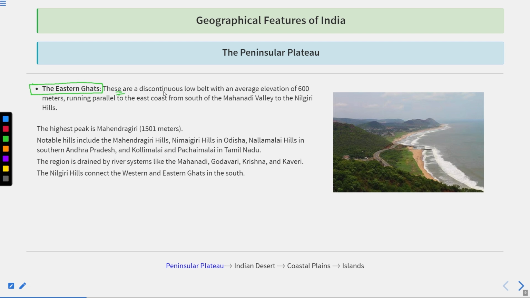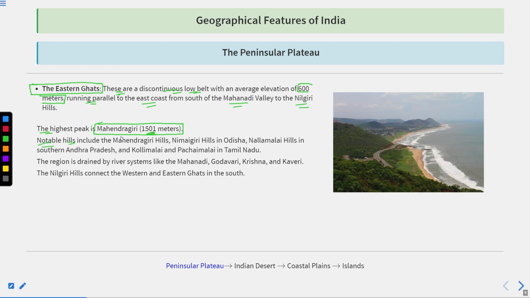So these are the discontinuous low belt with an average elevation of 600 meters, and these run parallel to the east coast from south of the Mahanadi Valley to the Nilgiri Hills. Alright. If we talk about the highest peak, then the highest peak is Mahendragiri, which is 1,501 meters in height.